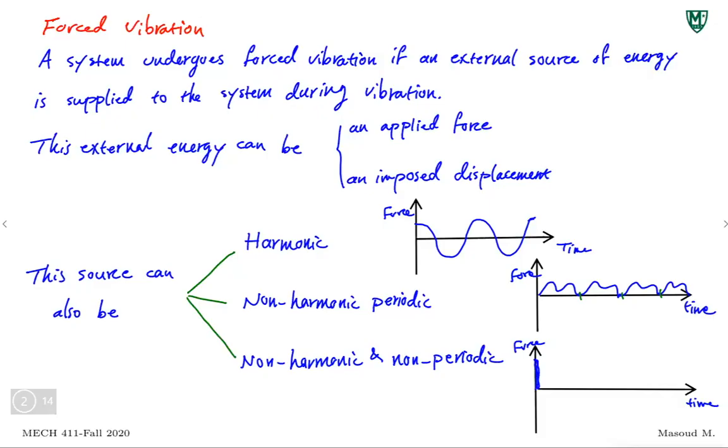So these are all possible, at least within the scope of not very advanced levels, sources of applied force or imposed displacement to the system. In this course, we're going to talk about harmonic type and a little bit about non-harmonic and non-periodic, when we look into systems under the excitation by an impulse or some random force. Non-harmonic periodic is not exactly what we're going to talk about here.